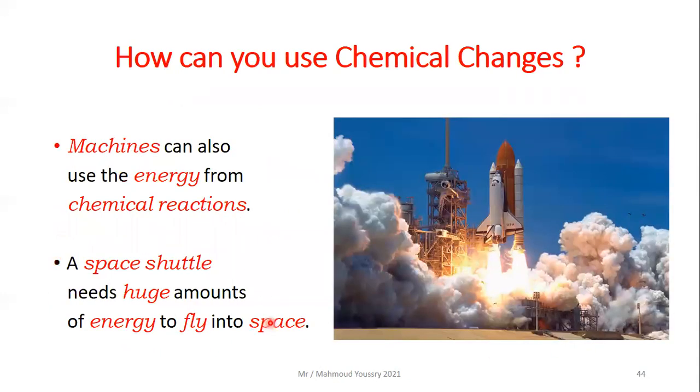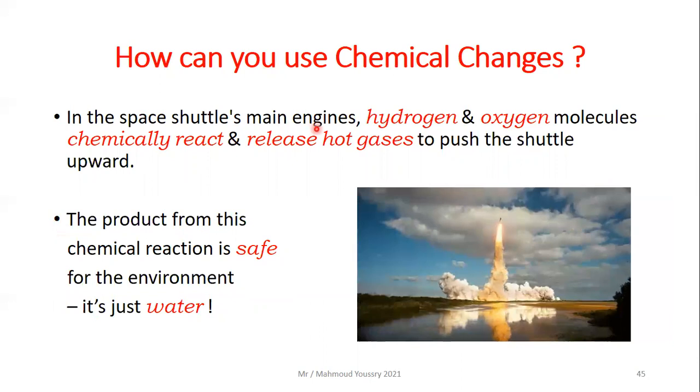Also, we can use the chemical changes in other ways to get energy. Machines can also use the energy from chemical reactions. A space shuttle, for example, needs a huge amount of energy to fly into space. In the space shuttle's main engines, hydrogen and oxygen molecules chemically react and release hot gases to push the shuttle upward, as you can see. The product from this chemical reaction is totally safe for the environment. It is just water.